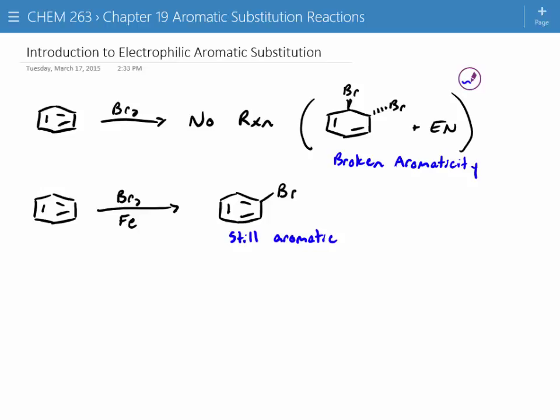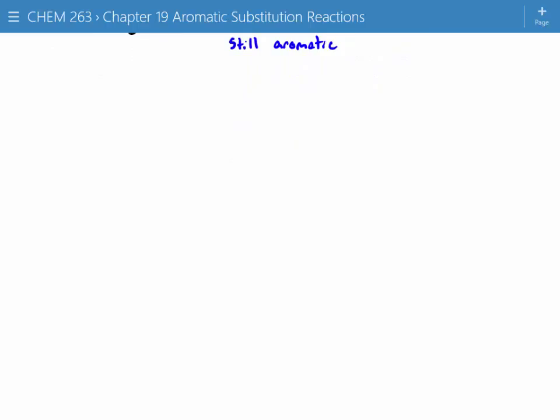You have a question, Daniel? Yeah, we're definitely going to go through these mechanisms. All right, so let's start with just a very general mechanism. And I know I showed bromine here. We'll go through the mechanism for halogens in a minute, but I just want to show the overall, very vague, generic mechanism.